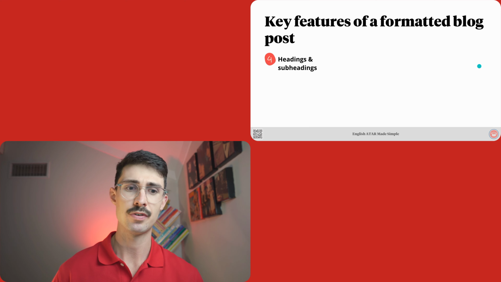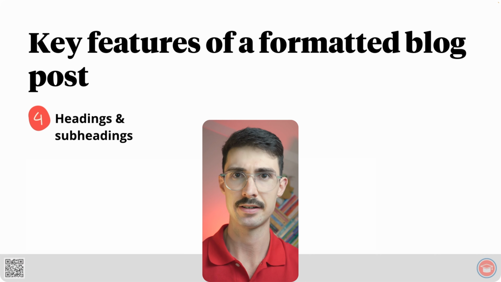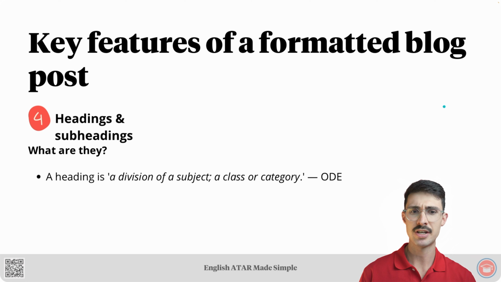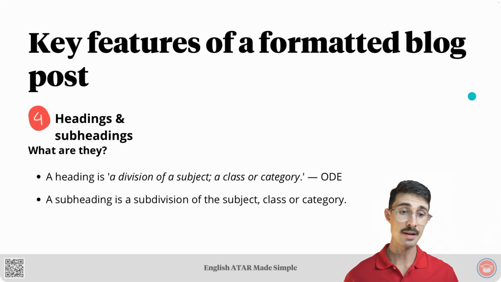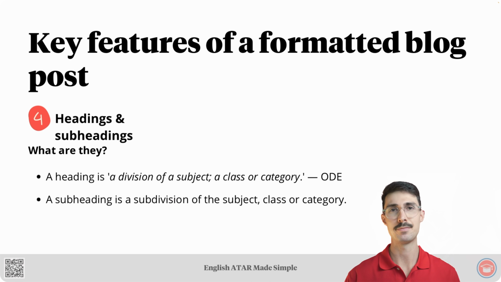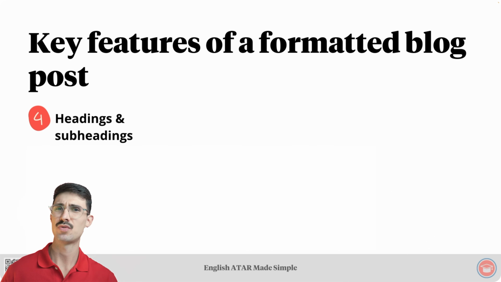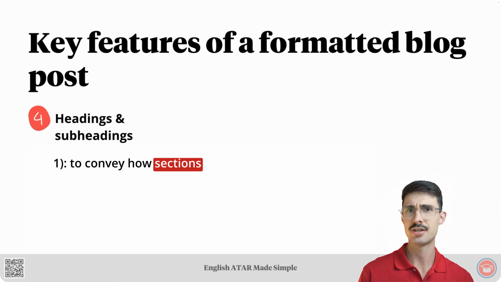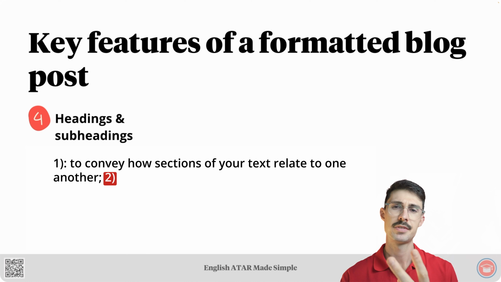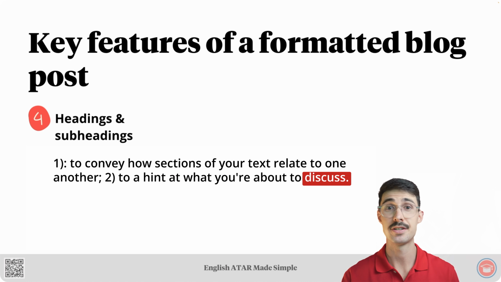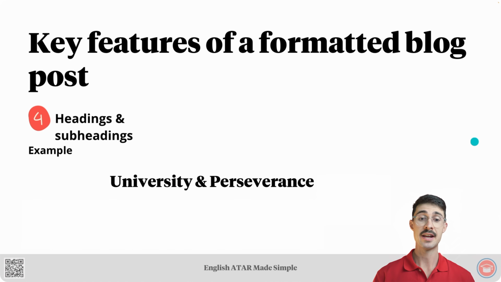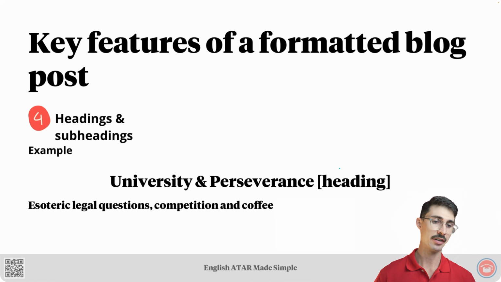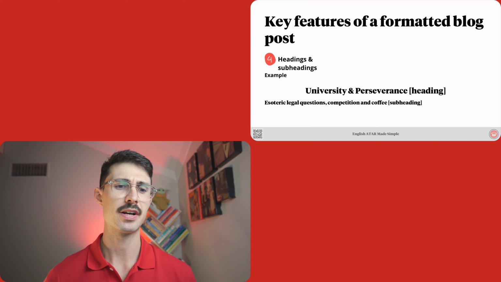Let's move on to number 4, headings and subheadings. A heading is a division of a subject, a class, or category. A subheading is a subdivision of the subject, class, or category. Why are they useful? Firstly, to convey how sections of your text relate to one another. Secondly, to hint at what you're about to discuss. Example, university and perseverance, heading, esoteric legal questions, competition and coffee, subheading. Here are a few tips regarding headings and subheadings.